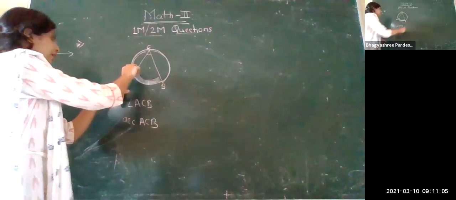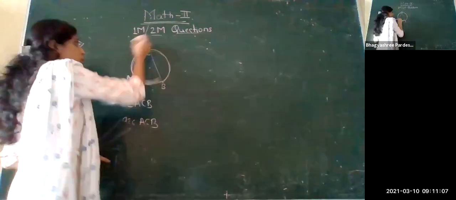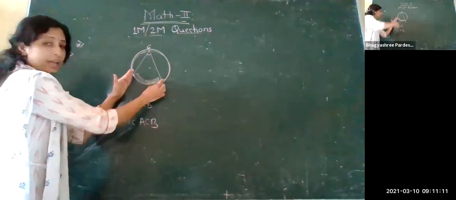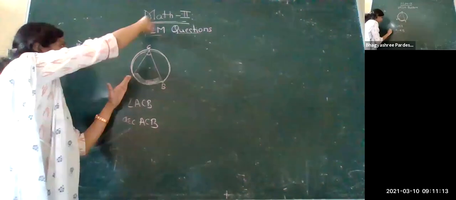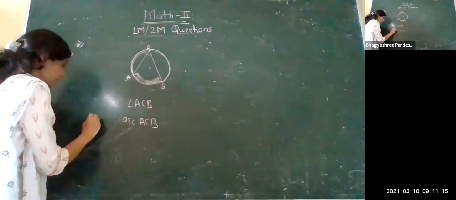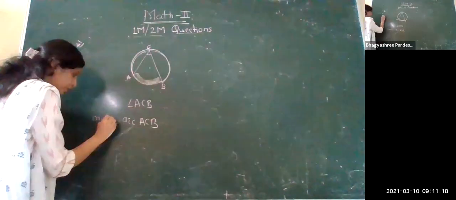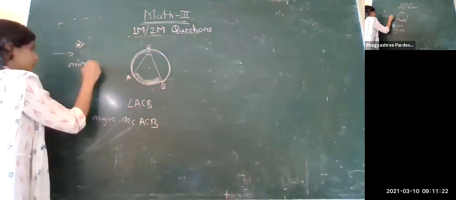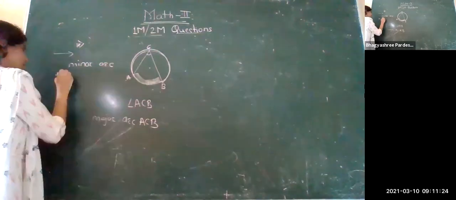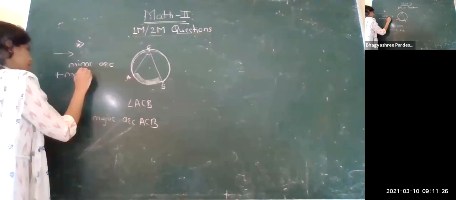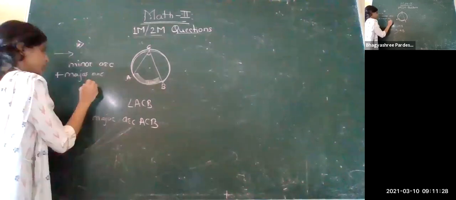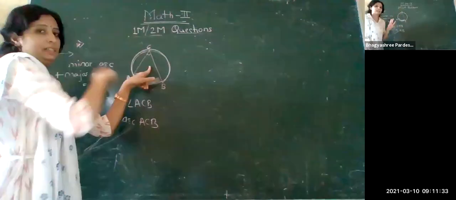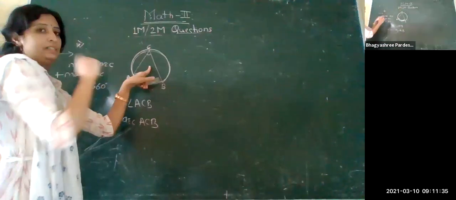Okay, so how to do this? The total segment. This is the smaller one, so this AB is called a minor arc. Since this is the bigger one, this is called the major arc. And you know very well that minor arc plus major arc equals 360 degrees. Why? Because the measurement of the whole circle is 360 degrees. So minor plus major is 360.